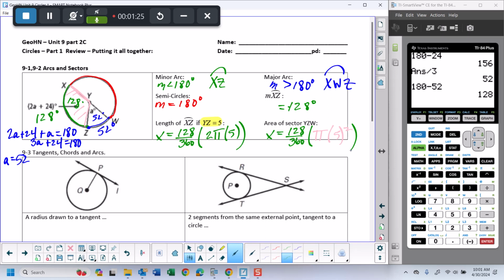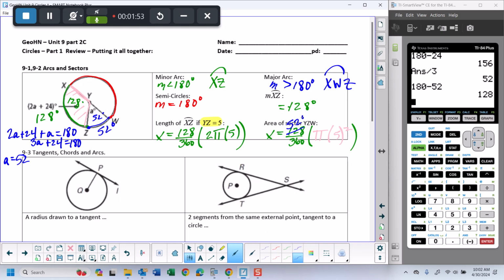It is area of sector YZW. So, darn it, YZW is my other one. So what's going to change is this going to be 52. Then this is going to be 52 degrees out of that 360. You need to know how to do that calculator work. If you don't, you need to raise your hand and ask.